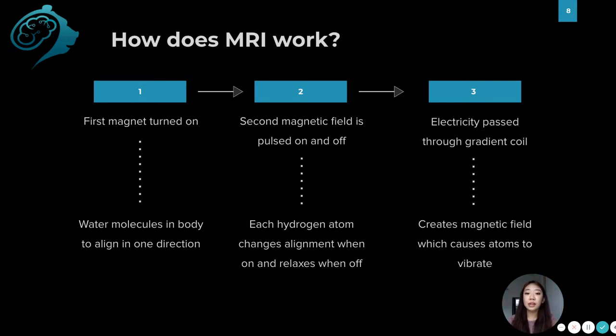And so when electricity is passed through the gradient coil, it creates a magnetic field which causes those atoms to vibrate and produces unique signals that can be recorded. And those signals are going to be different. So those hydrogen atoms are going to relax in different ways depending on the tissue that they make up. So that's what creates that distinction in those images.